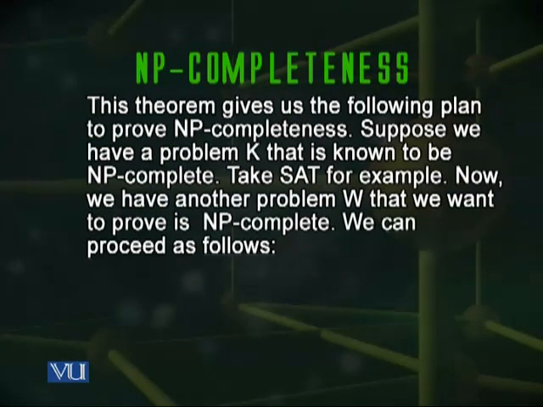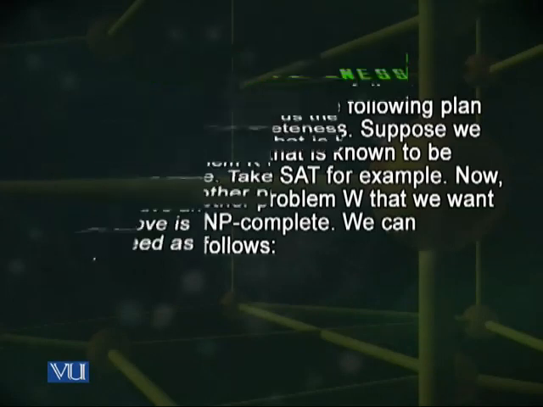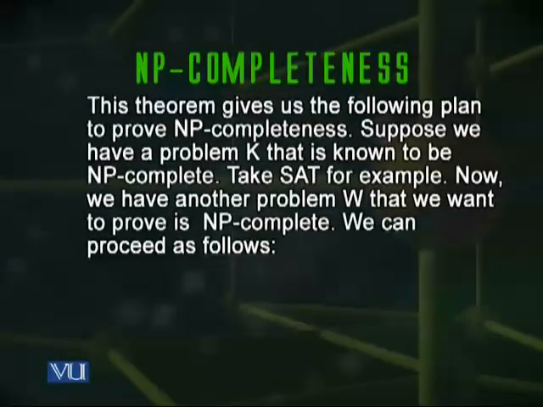Now, suppose we have another problem W that we want to prove is NP-complete. I have called this other problem W for want to prove. We have a problem K which is known to be NP-complete, and we want to prove that another problem W is NP-complete. How will we go about doing this? We can proceed as follows.